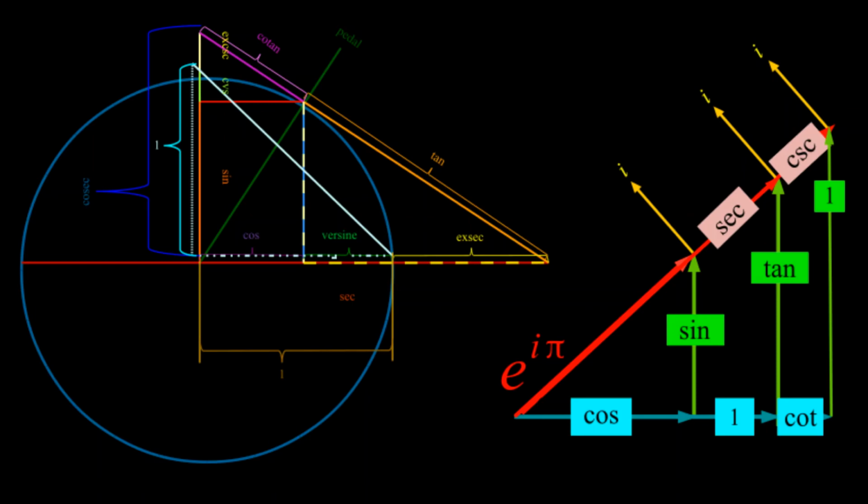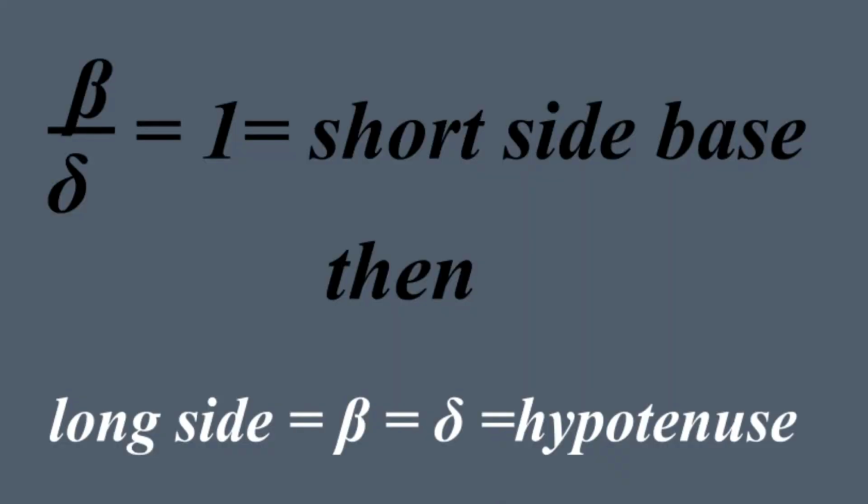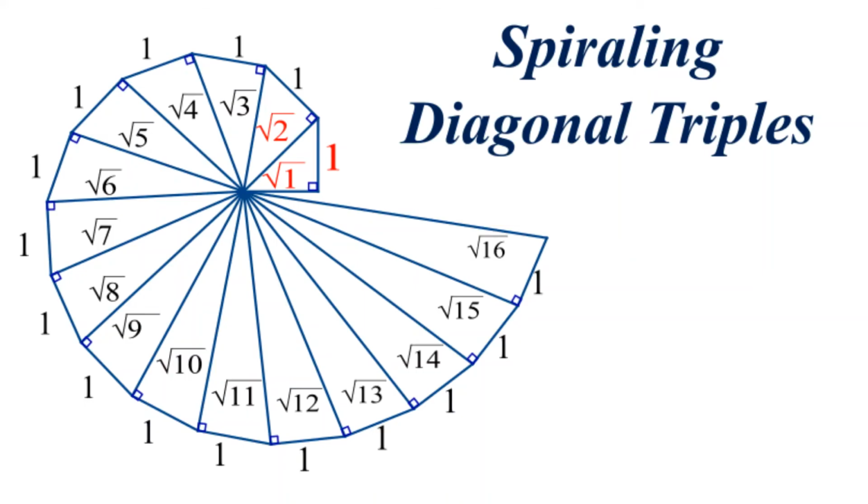And again we say, if Euler's formula says that all trigonometric identities are equivalent, then Euler's formula means it. If Euler's formula says that the long side of a diagonal triple is equal to, not just equivalent to, but is equal to the hypotenuse, then Euler's formula means it. And no better example of this trigonometric relationship is that exemplified by the orthogonal relationship demonstrated in a set of spiraling right triangles.